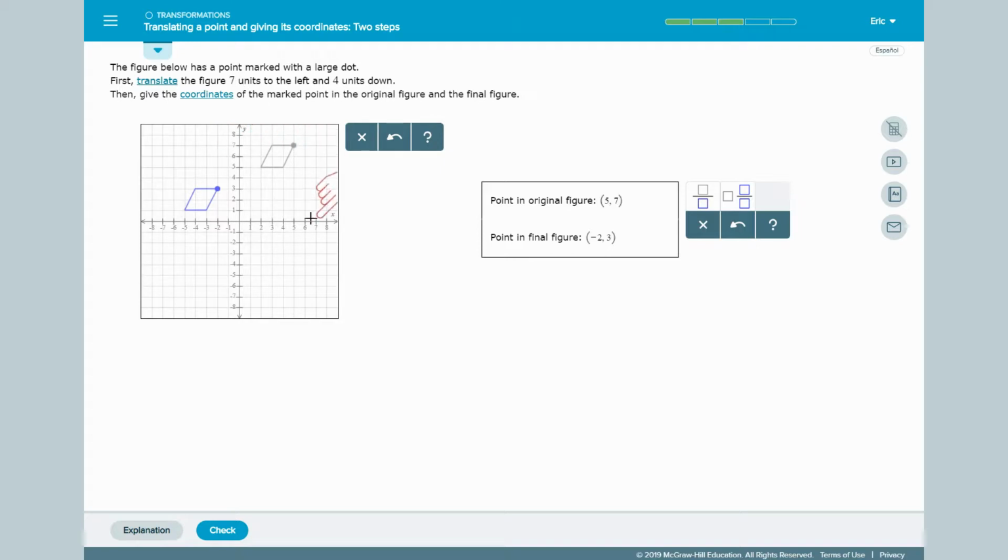7 units to the left is just subtract 7 from your x. 5 minus 7 is -2. 4 units down means subtract 4 from your y. 7 minus 4 is 3. So even if you're not given a shape and they tell you about these translations, you're just doing addition and subtraction. And that's it for a problem like this.